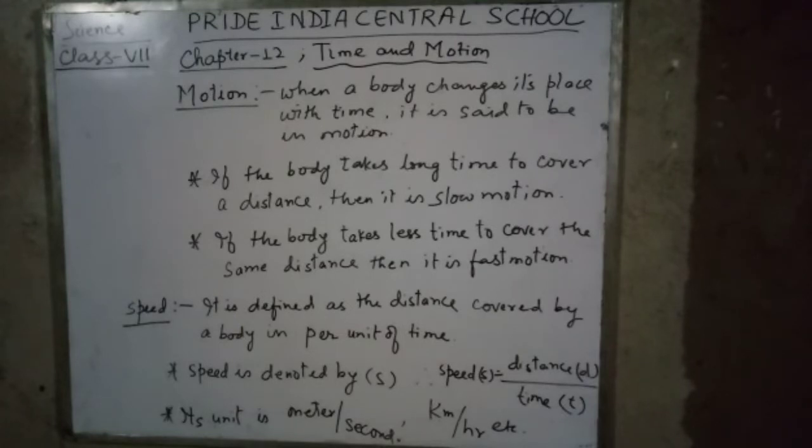What do you understand by motion? What is motion? If a body is not moving, it means it is at rest. And if a body is moving with time, then it can be said that the body is in motion. So, we can define motion as when a body changes its place with time, it is said to be in motion. For example, you have seen moving vehicles, moving bikes, a walking man. These are examples of motion.